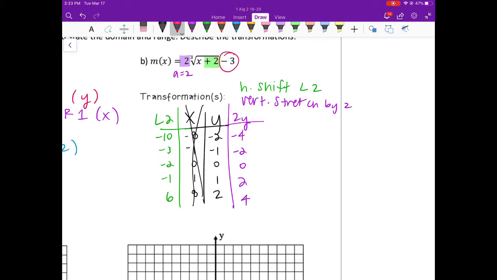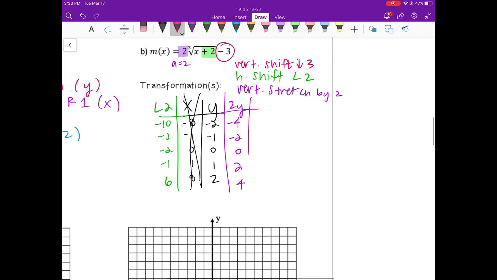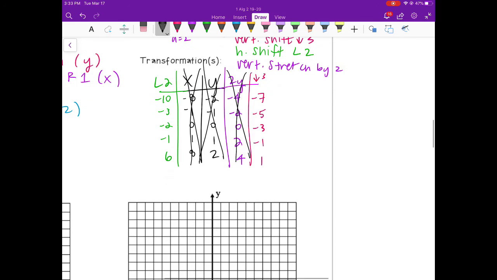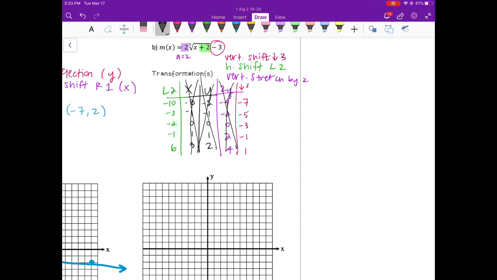And then we can apply that K transformation, which is going to be a shift downward. So shift down 3. So we'll take each y coordinate and we subtract 3. Now -4 minus 3 gives you -7. -2 minus 3 is -5, etc. So -3, -1, and +1, right? So cross out all of your old y coordinates as well, and you have your new ordered pairs.